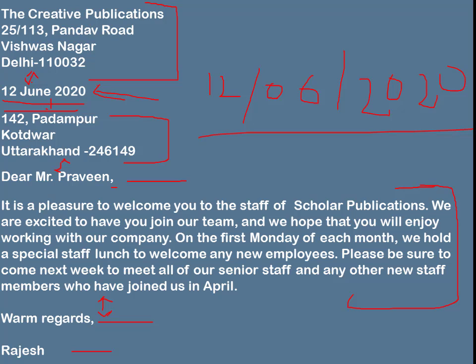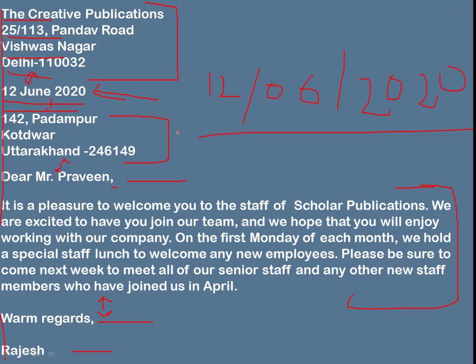Now I told you about the two layouts. One I said is a block style or block layout, and one is indented. So I just want to draw your attention that each line of the letter is beginning from the left indent. Okay, this you can see, all the lines beginning from the leftmost indent.